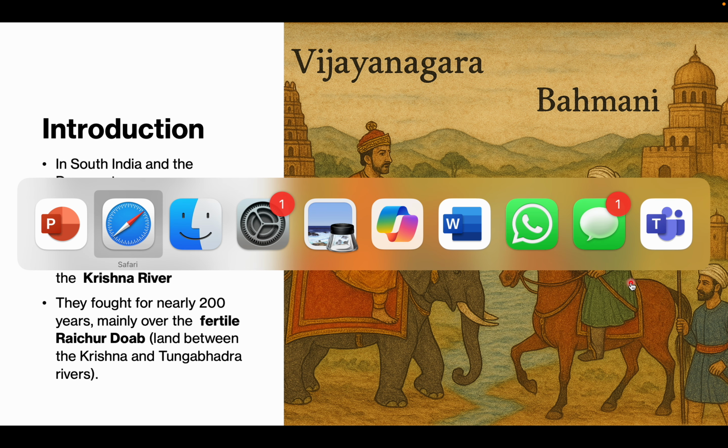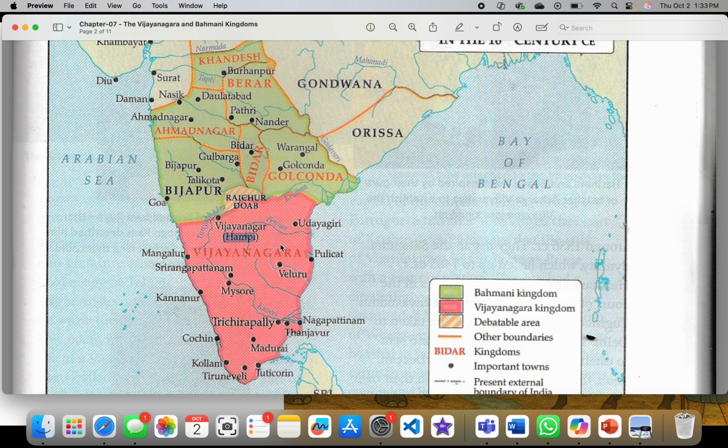Okay, where is this? Which formed the boundary. Okay, so the Deccan Plateau is the Bahmani kingdom, and the whole of South India is the Vijayanagara Empire. Okay, this is how it was. And this Raichur Doab, right? This was very fertile land. I don't know how fertile it is today, but this was the most fertile land, and both fought for this fertile land to capture this. And the Vijayanagara Empire had their capital here on the border itself, Hampi.